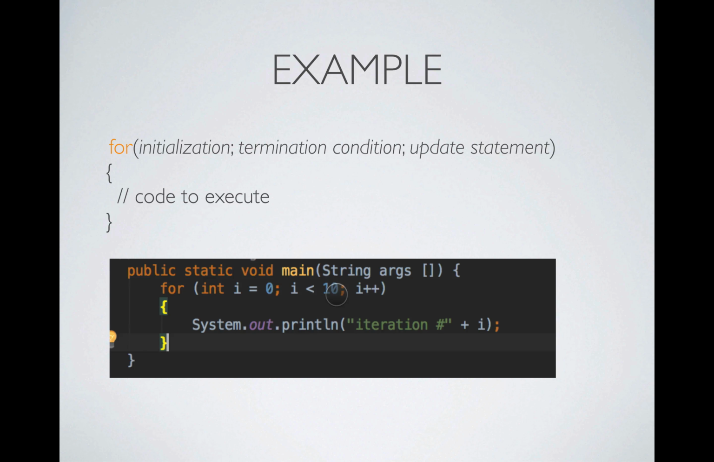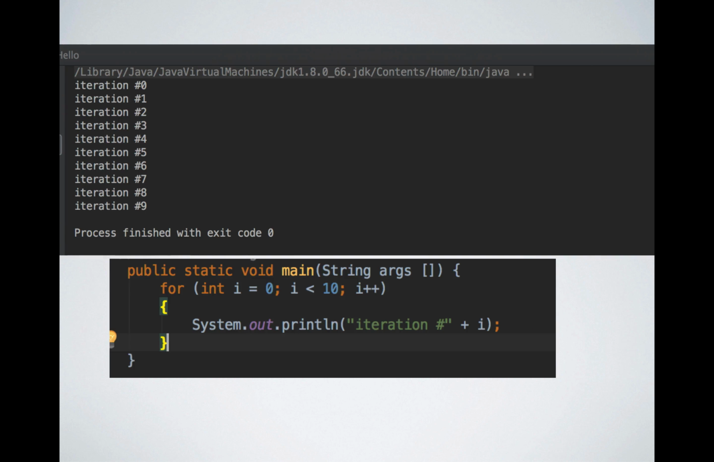So is i less than 10? Well, i is 1. So 1 is less than 10. That's true. So go a second time. System print out iteration number. Then it prints out iteration number 1 because now i is 1. Then it hits this back brace, and the update statement gets called again, i++, which again, as we know, increments i to now 2, from 1 to 2. Then our termination condition gets called. Is i less than 10? Is 2 less than 10? Well, that's still true, so then go through it again. Print out iteration 2, and we do this all the way to 9.